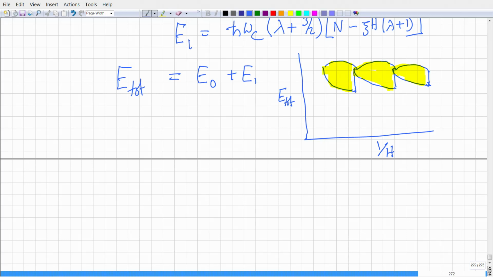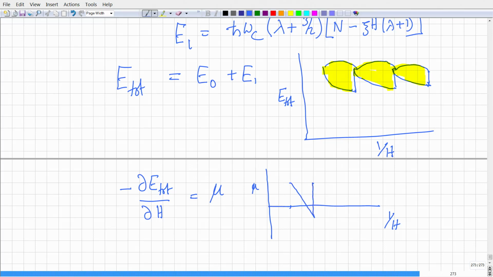We can also show that the magnetic moment, which is given by minus delta E tot by delta h, is equal to the magnetic moment mu. Incidentally, in three dimensional systems you must also introduce the kinetic energy due to motion out of plane, and that I have not done, and that requires a little bit more algebra, so I have skipped it. But I will just show you how mu will vary. This is mu and this is 1 by h, and it will vary as this. It is diamagnetic. So this is the de Haas-van Alphen effect.